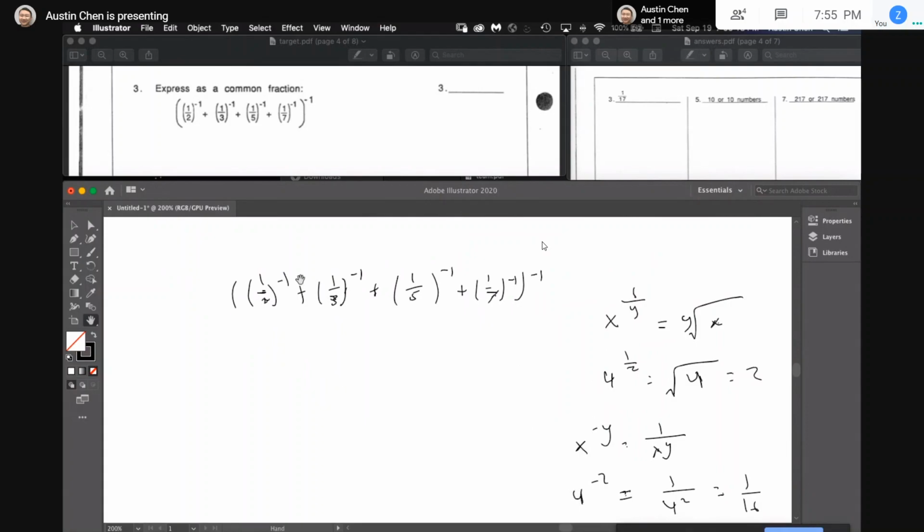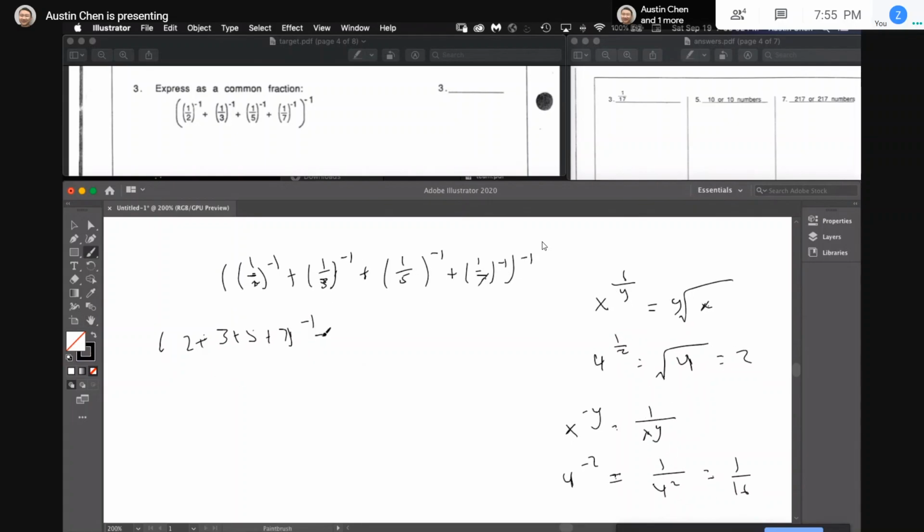So we have the negative first power, so that's going to be 1 over this fraction to the first power. Now, the fraction to the first power is just the fraction, right? So we're going to have 1 over the fraction. Now, if you have 1 over a fraction, it's going to be the reciprocal of the fraction. So we just have to take the reciprocal of all these fractions, which is just 2 and 3, and 5 and 7. And then that's the negative first power.